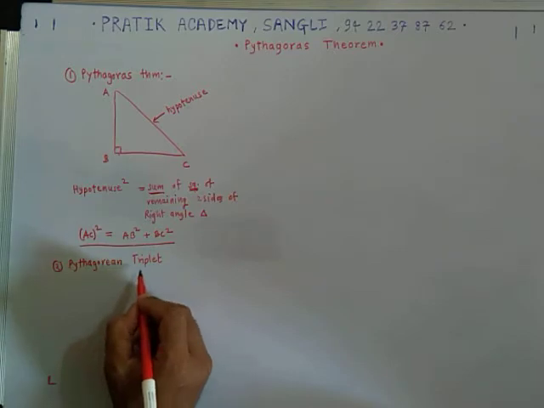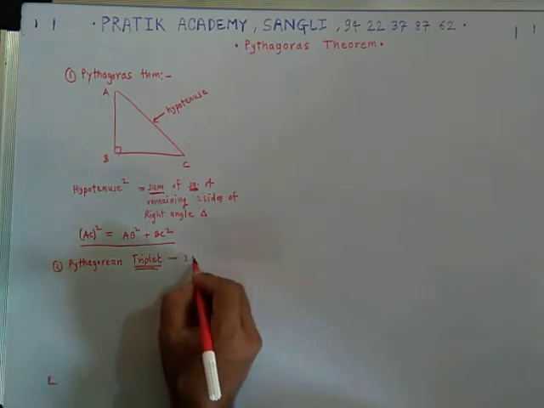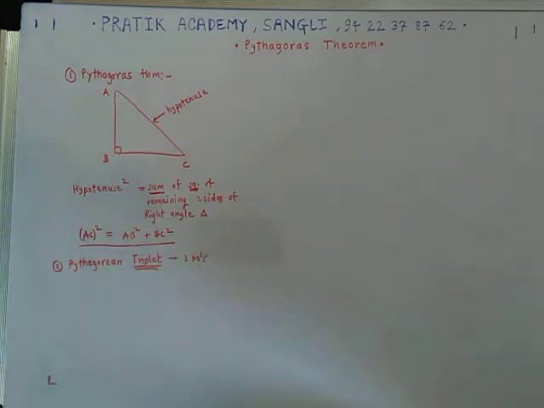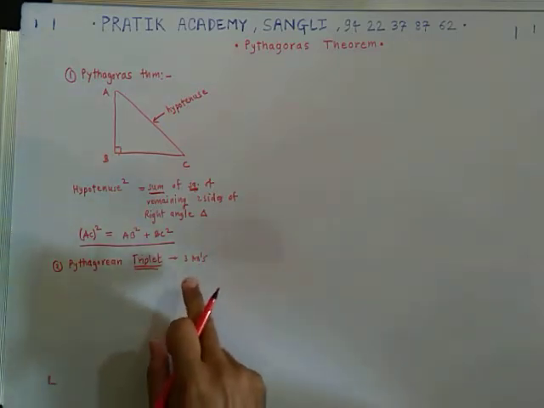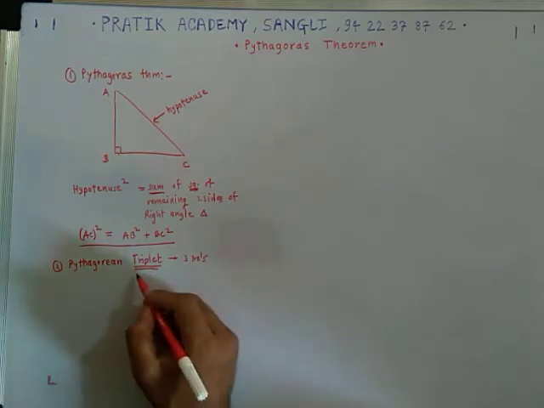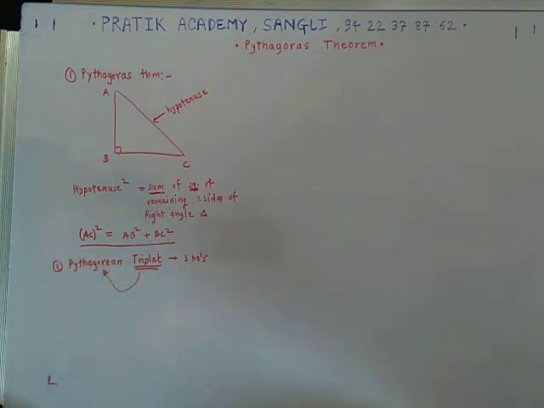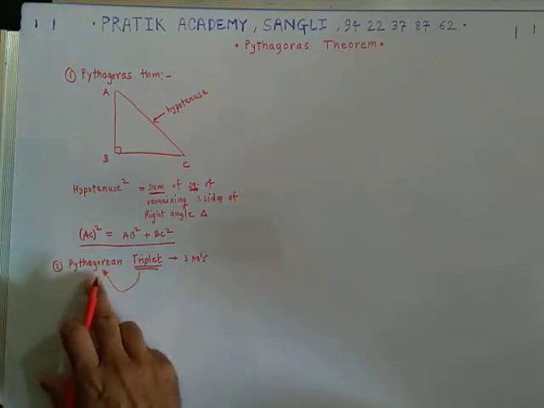So first, what is meant by triplet? Triplet means three numbers, or a group of three numbers is called a triplet. And what is the specialty here of this triplet? This triplet is a Pythagorean triplet. So what is meant by Pythagorean triplet?